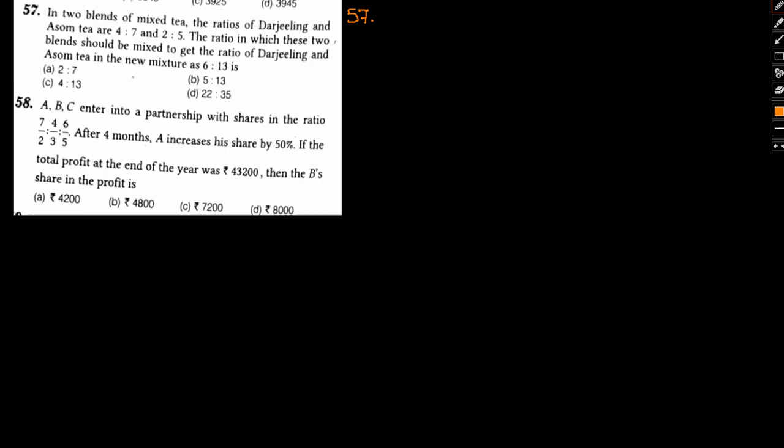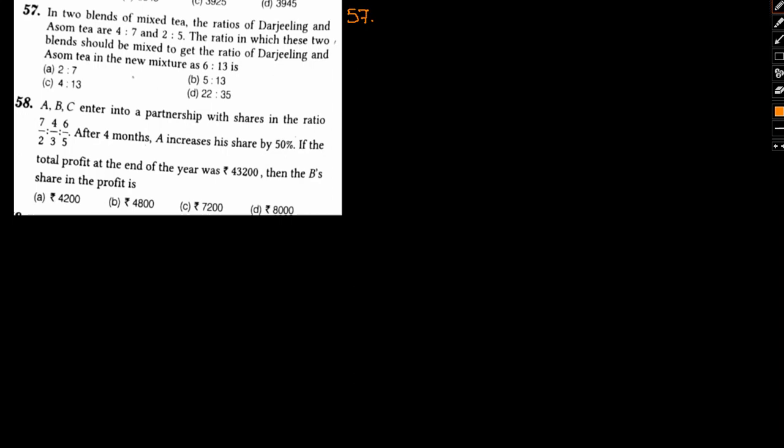In two blends of mixed tea, the ratios of Darjeeling and Assam tea are 4:7 and 2:5. The ratio in which these two blends should be mixed to get the ratio of Darjeeling and Assam tea in the new mixture as 6:13 is... So we have two teas in which Darjeeling and Assam are mixed in the ratios 4:7 and 2:5.